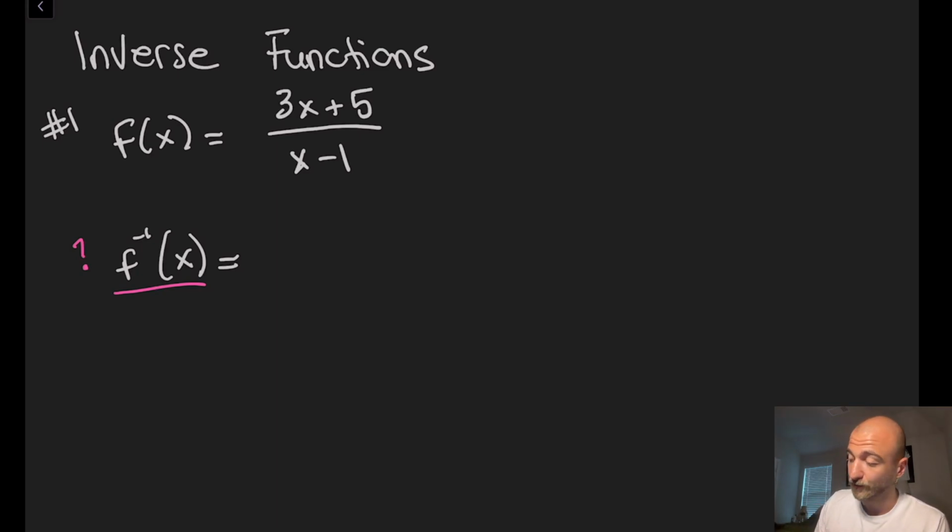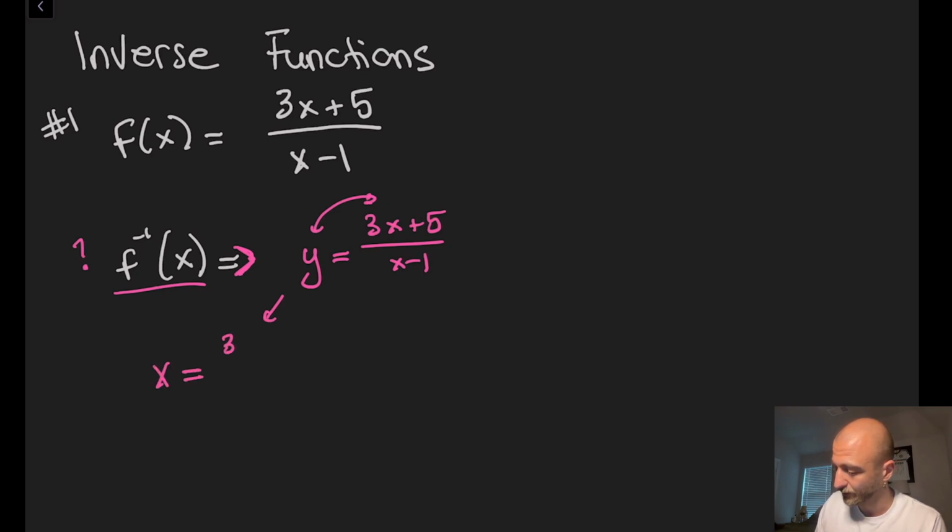To figure this out, the first thing that we're going to do is rewrite this function as an equation. So I'm going to rewrite this as y is equal to, and then just the exact same thing, 3x plus 5 over x minus 1. Nothing changes. Now this is when the trick happens. We're going to take the y's and x's and switch all the y's for all the x's. So what does that leave us with? That leaves us with x is equal to 3y plus 5 over y minus 1.